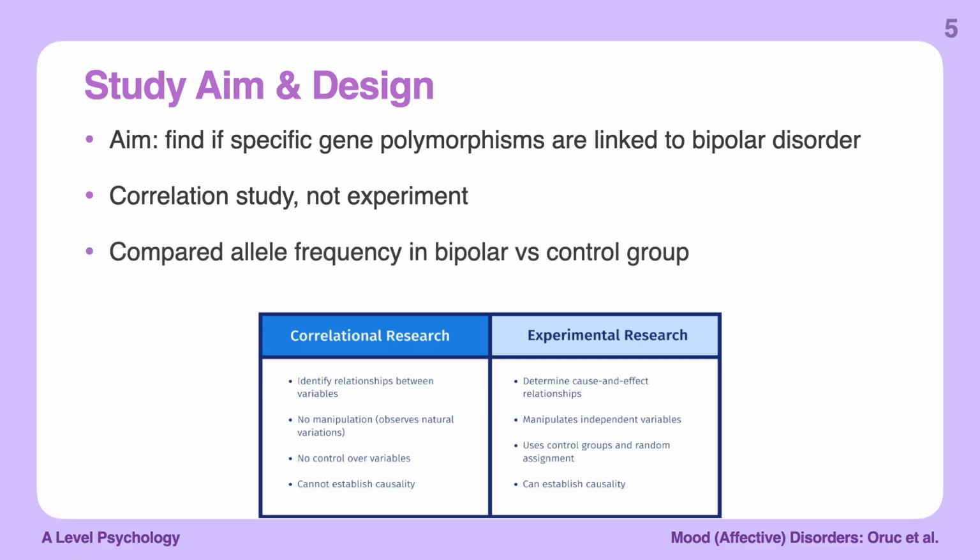They compared allele frequency in a bipolar group versus a control group. An allele is just one version of a gene, so they were asking, do people with bipolar disorder have different versions of these genes compared to people without? For example, asking whether people who are good at math tend to have different learning styles than people who struggle with it. So let's look at who exactly they studied and how they went about collecting their data.